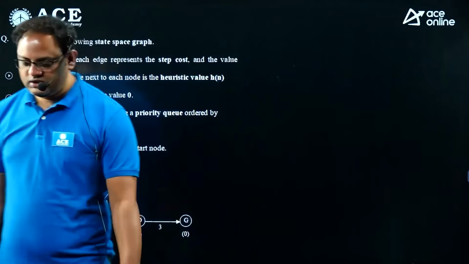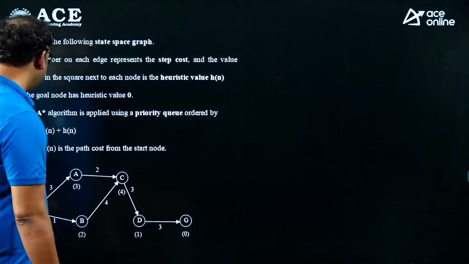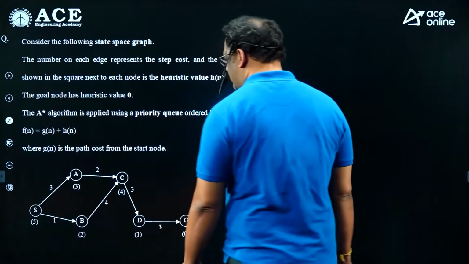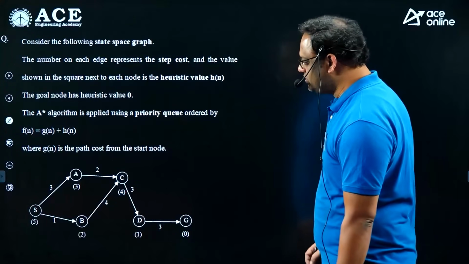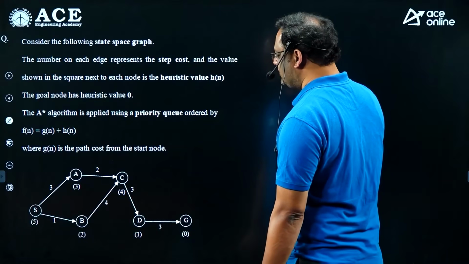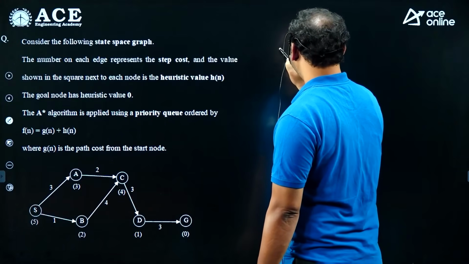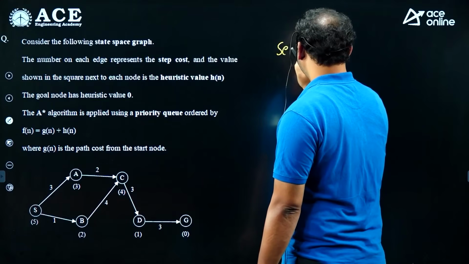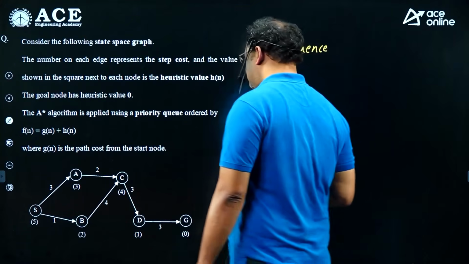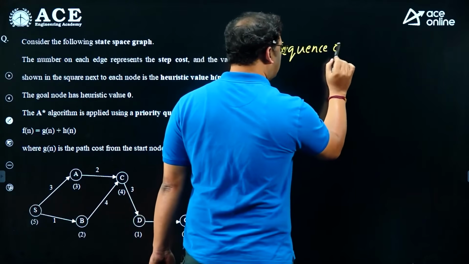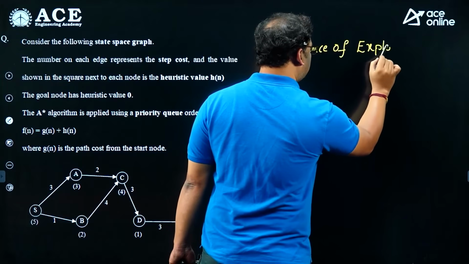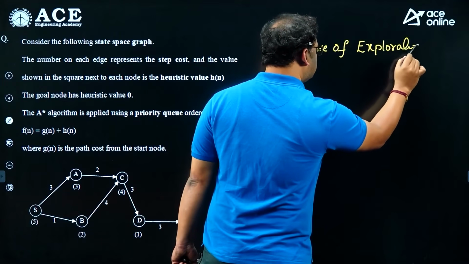And let us see the next one. In this A star algorithm, if you go to the first node, that is the source node, the source node's initial F score is 5 here. Let me write the sequence of exploration.